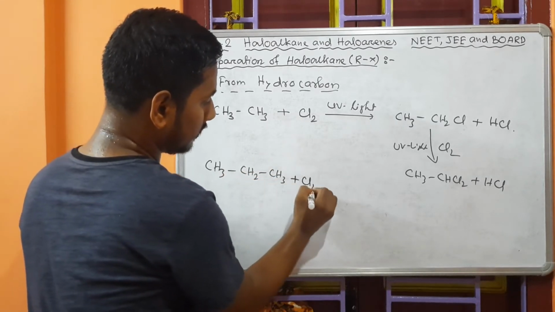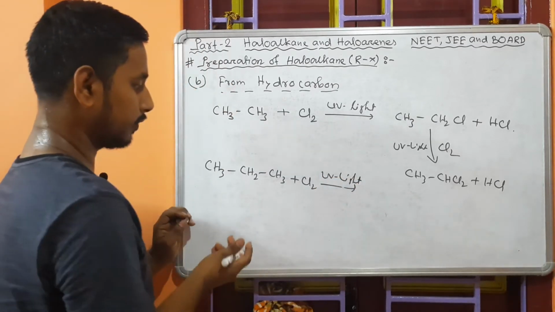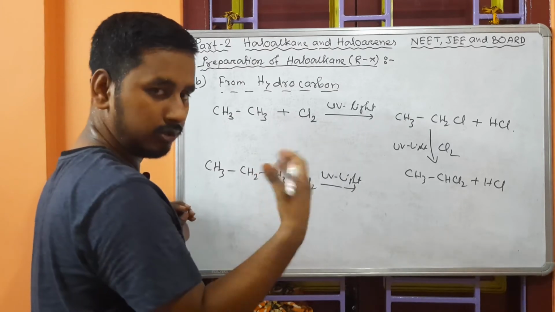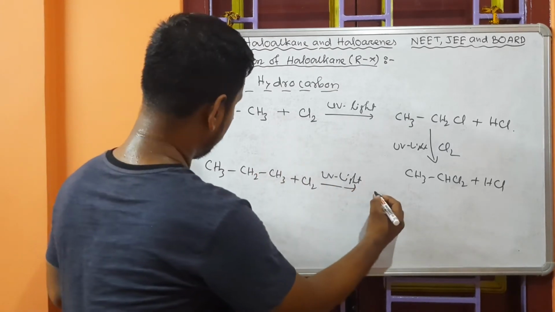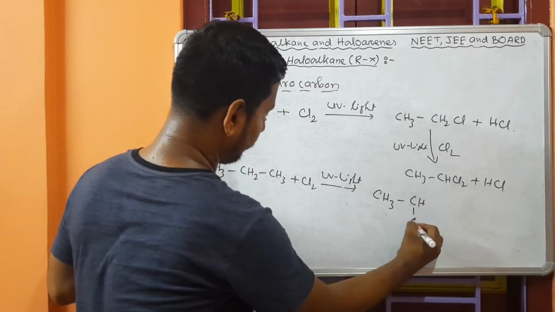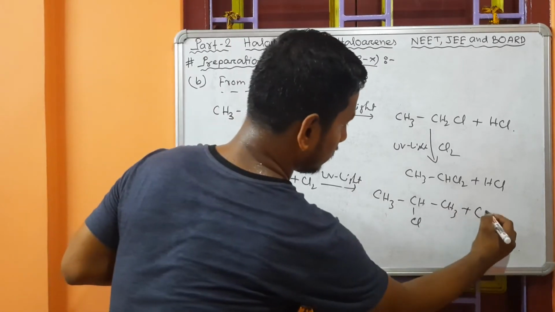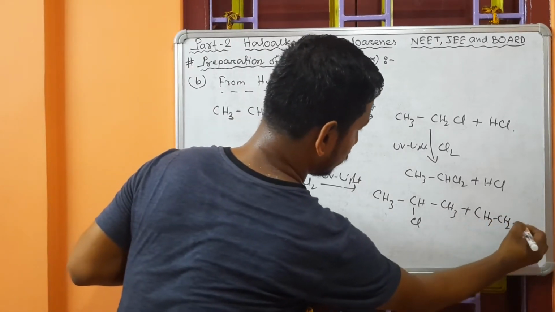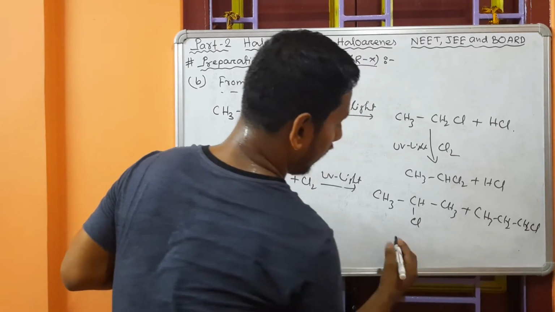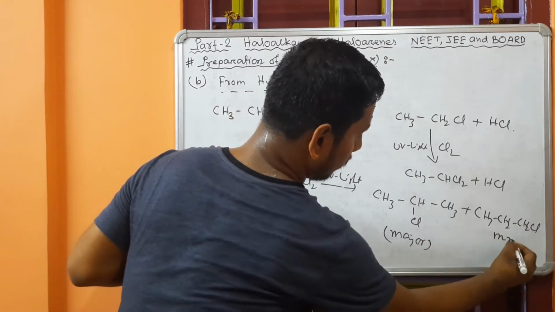CH3CH2CH3 plus Cl2 UV light, so what is the product? In this case you get two different products. First of all you get CH3CHClCH3, this is one product. Another one is CH3CH2CH2Cl, and you remember this one is the major one and this is the minor one.